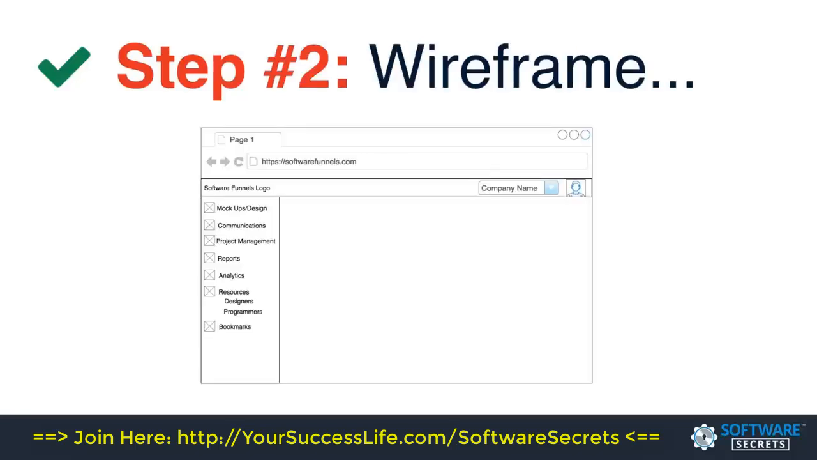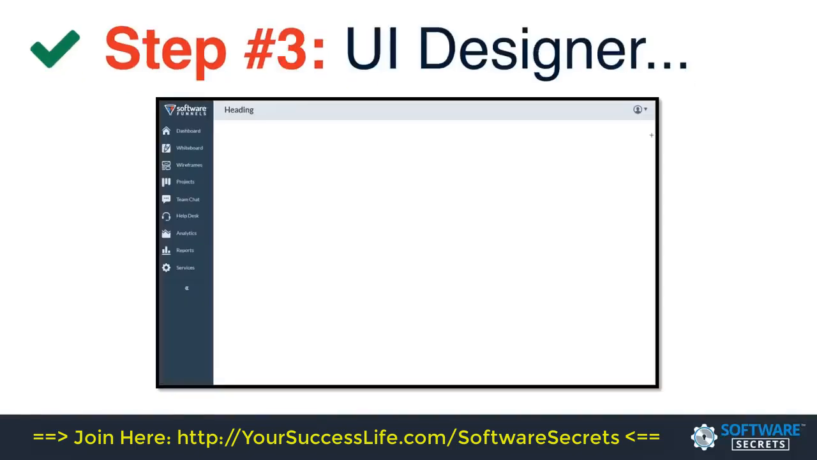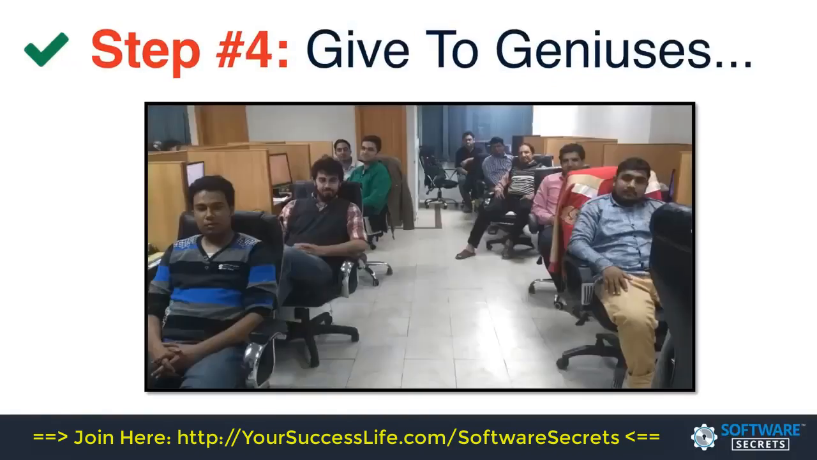Step number 2, wireframe. You got a wireframe. Step number 3, we sent it to the UI designer. And that's our original UI design. It looks really, really pretty. Then you give it to the geniuses and they turn it into software. Yep. Now I want to stress, if you do this out of order, you will screw the whole thing up.